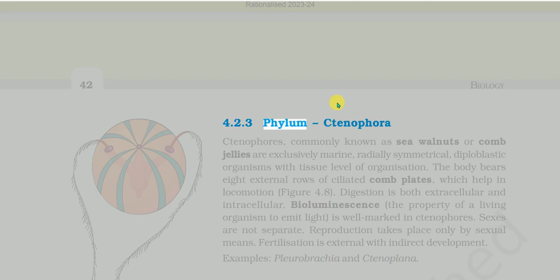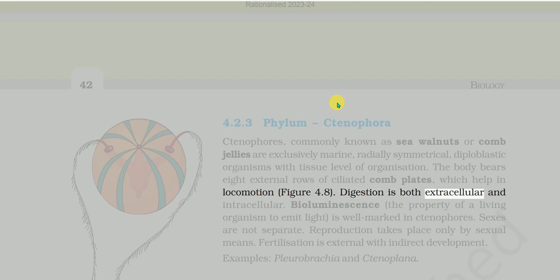4.2.3 Phylum Ctenophora. Ctenophores, commonly known as sea walnuts or comb jellies, are exclusively marine, radially symmetrical, diploblastic organisms with tissue level of organization. The body bears 8 external rows of ciliated comb plates, which help in locomotion, figure 4.8.